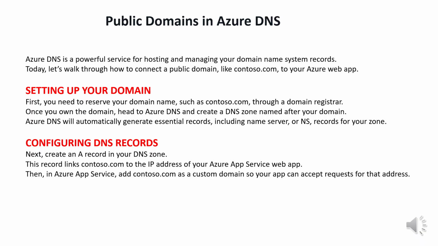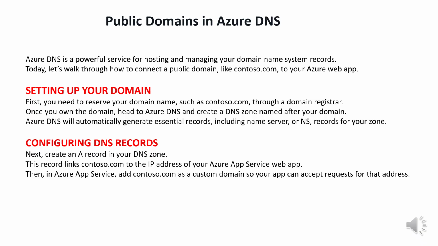Today, let's walk through how to connect a public domain, like contoso.com, to your Azure web app. First, you need to reserve your domain name, such as contoso.com, through a domain registrar. Once you own the domain, head to Azure DNS and create a DNS zone named after your domain.